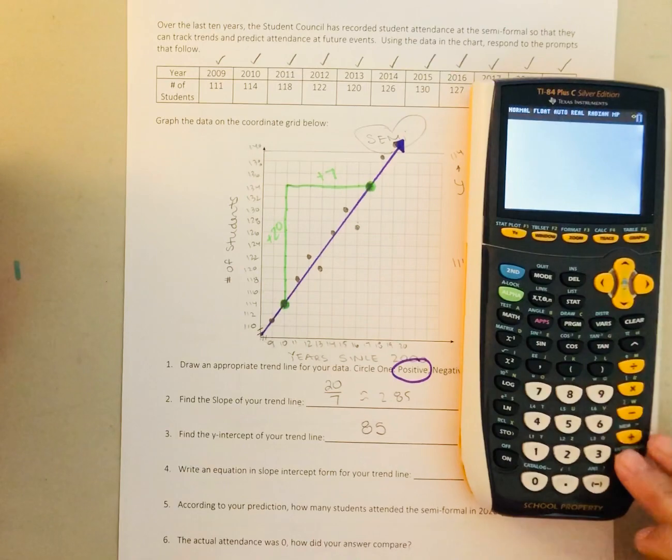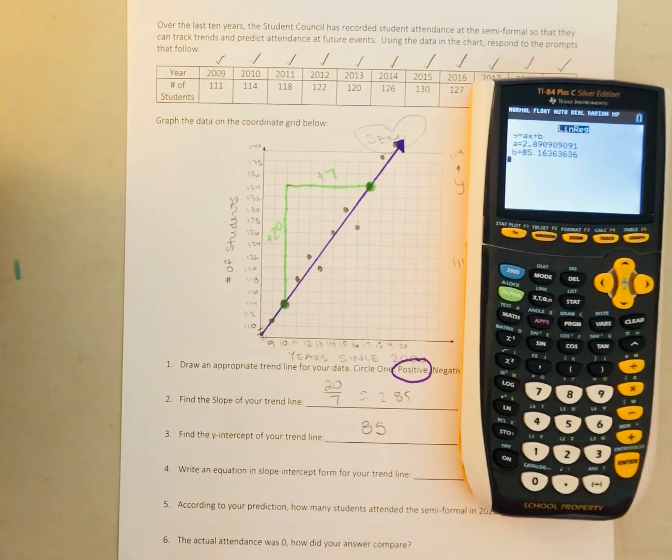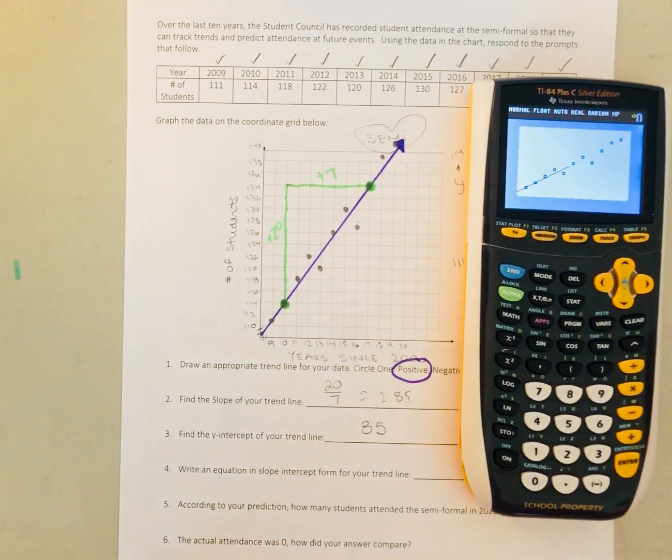And watch this. Let's see what we get. They have a slope of 2.89, pretty darn close to ours, and a y-intercept of 85. Pretty awesome, right? And here's their line. It looks just like ours. Not bad. I think we did pretty well.